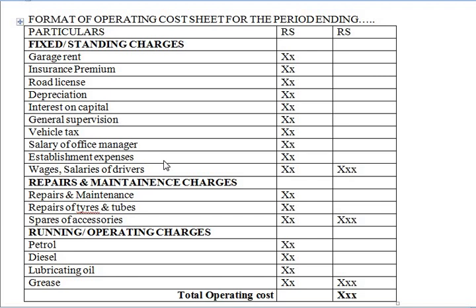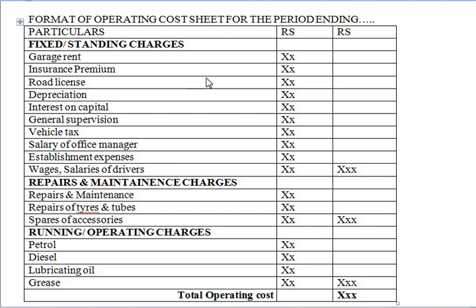In the previous class, we had started with your second unit, that is operating costing. I had given you the formulas. We have solved 2 marks problem 1 and 5 marks problem 1. Now today we are going to see the operating cost sheet format as well as one problem on the operating cost sheet.